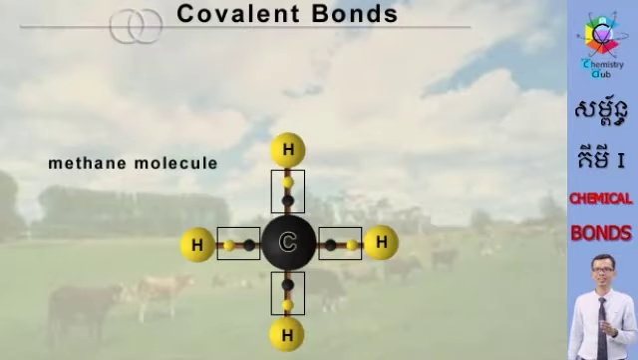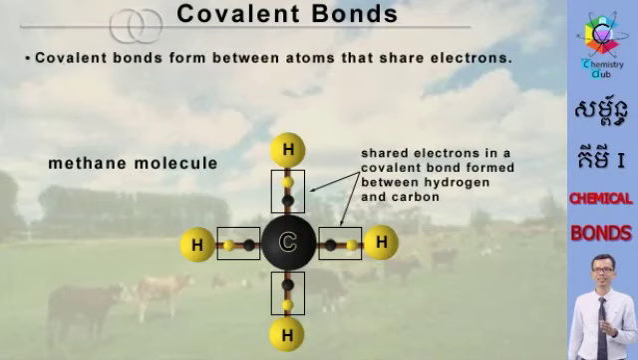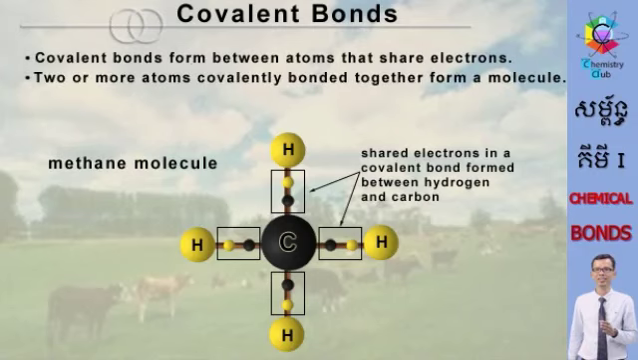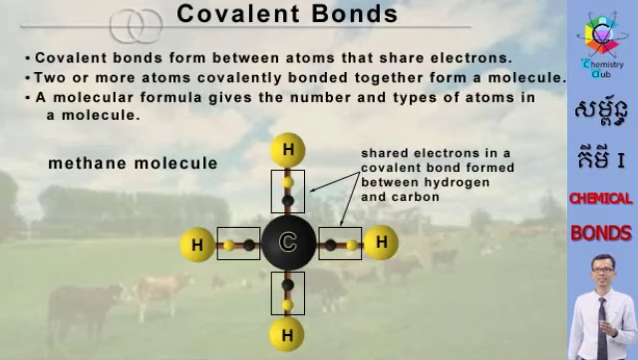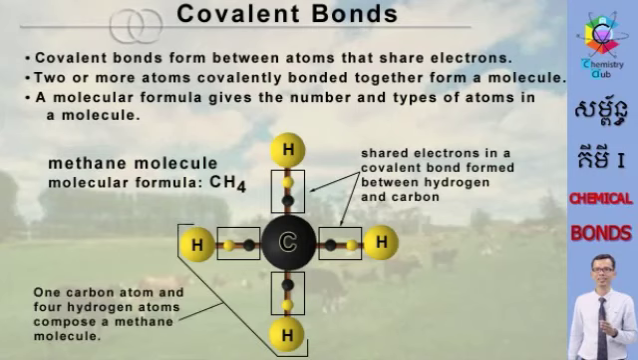The third type of bond to be discussed is called a covalent bond. Unlike ionic bonds, where atoms transfer electrons before forming bonds, electrons are shared between atoms that are covalently bonded. Two or more atoms linked together by covalent bonds are called molecules. The number and types of atoms that constitute a molecule are described by a molecular formula. For example, methane has a molecular formula of CH4. This indicates that one carbon atom and 4 hydrogen atoms compose the methane molecule.